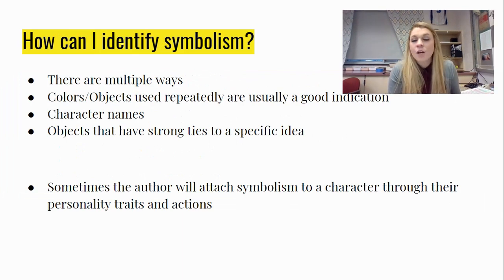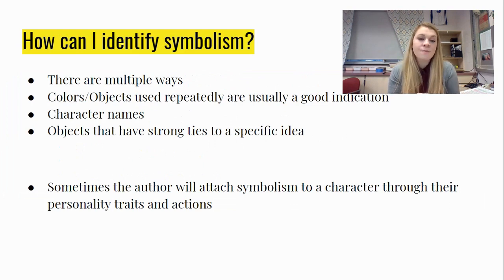And objects that have strong ties to a specific idea. So like those common symbols, like the ocean being the unknown, a heart being a symbol for love. You could think of the four-leaf clover. Those things are obviously pretty simple objects of symbolism, but they are used in literature.